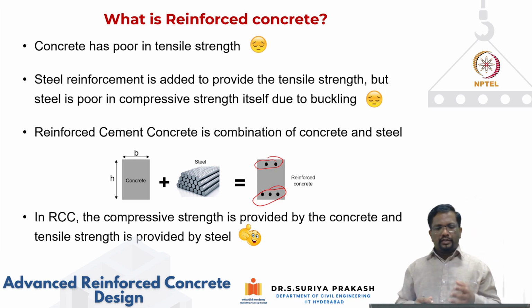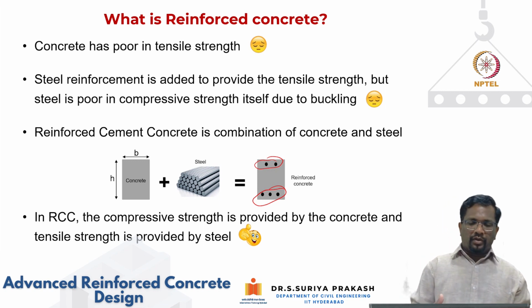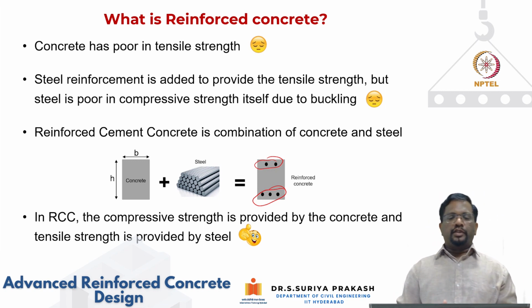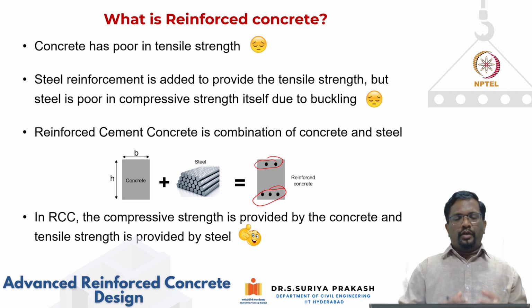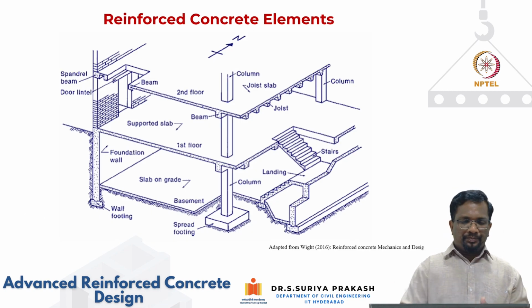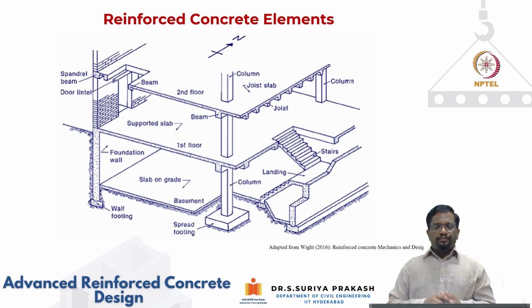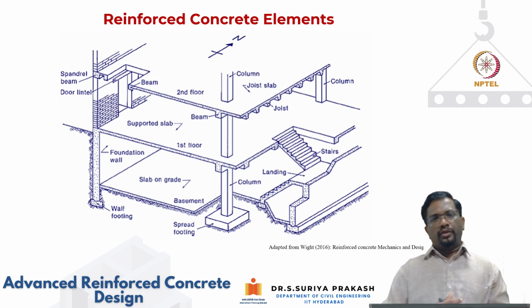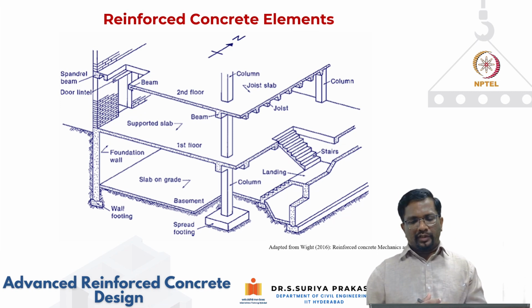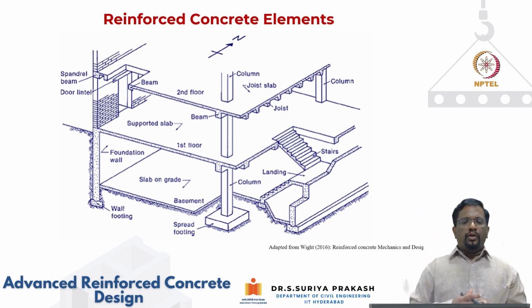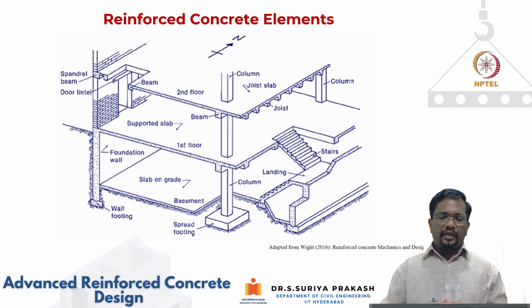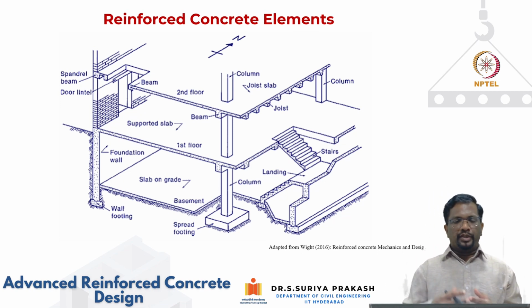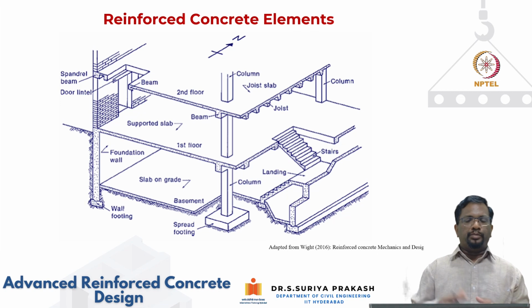So in summary, in RCC the compressive strength is provided by concrete, and tensile strength is provided by steel. Both of them really work together, and there is a synergy, and they perform very well, right? So now let's move on to how reinforced concrete, for example in a building, has its structural elements arranged and how they perform together to meet the design objectives.